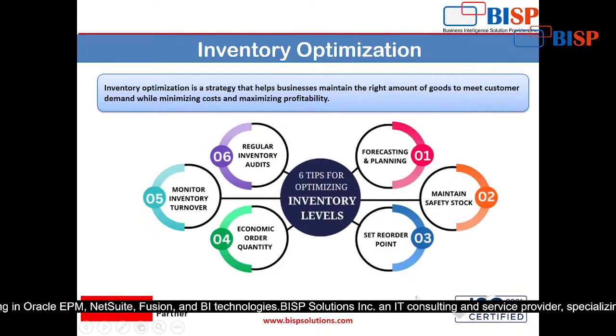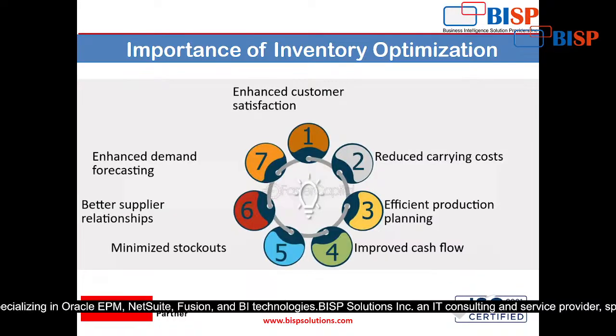Set reorder point. Reorder point means, suppose 10 quantities are remaining and I know that within the next 2 days these 10 quantities will be sold out, so I have to buy this today only from the vendor. Fourth point is economic order quantity. Economic order quantity, fine. Monitor inventory turnover, yes. And then regular inventory audits. Regular inventory audits means how many items are sold, how many items are brought, and how many are remaining, all these things.